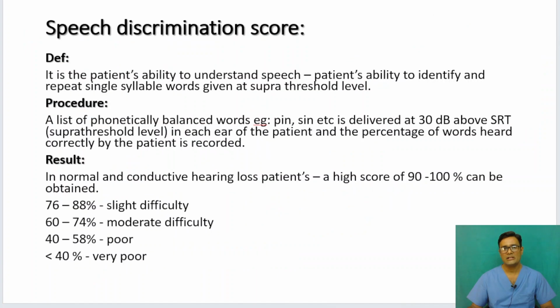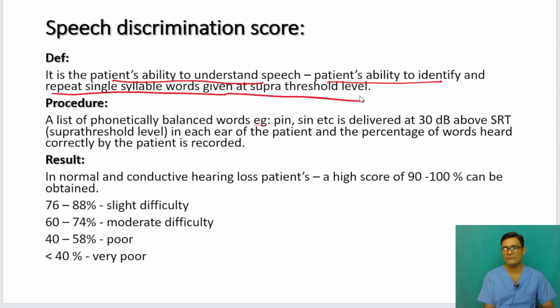Okay, what is speech discrimination score? What is the definition? It is the patient's ability to understand speech, that is speech audiometry. It is the patient's ability to identify and repeat single syllable words given at supra threshold level. Okay, let us go through this also.